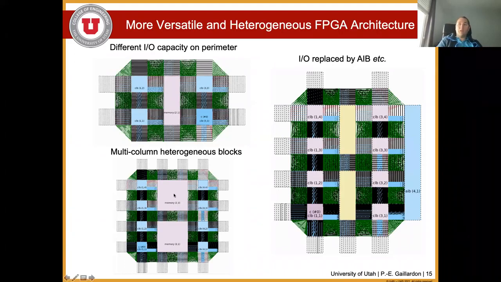Same goes for multi-column heterogeneous blocks. So to put various sizes and aspect ratios for your VRAM, memory blocks, hard-coded, or hard macro processor elements inside of the FPGA fabric. So basically moving to an architecture that more resembles Zynq or modern Versal types of architectures from Xilinx. We are heading towards that. Still a lot of work, but we are already in a pretty decent shape on that front.